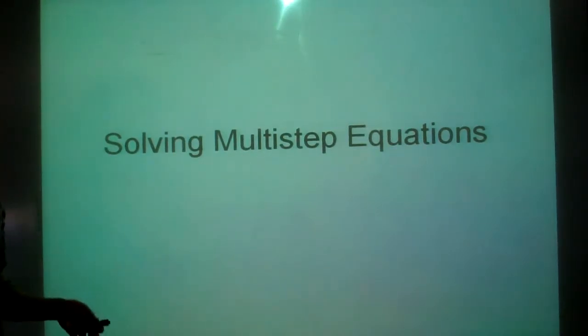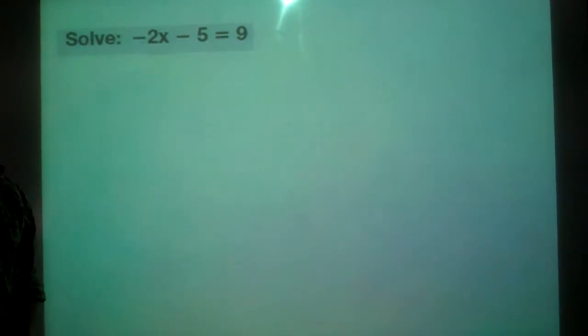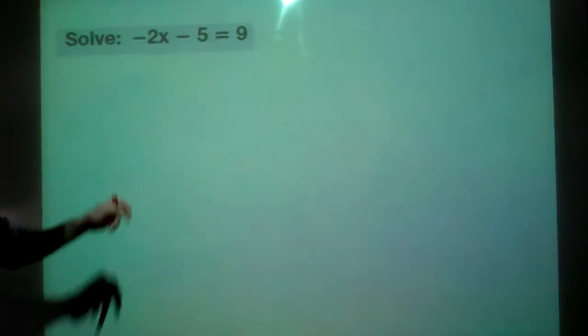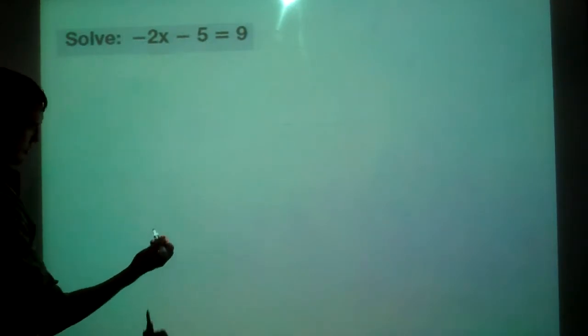And this is basically what it looks like. We're going to go through 3 examples together. Alright? The big thing about solving a multi-step equation is we want to get x, or whatever variable we have, by itself. We want to isolate the variable. So how is this different from what we've been doing? Well, we've been doing single-step equations.